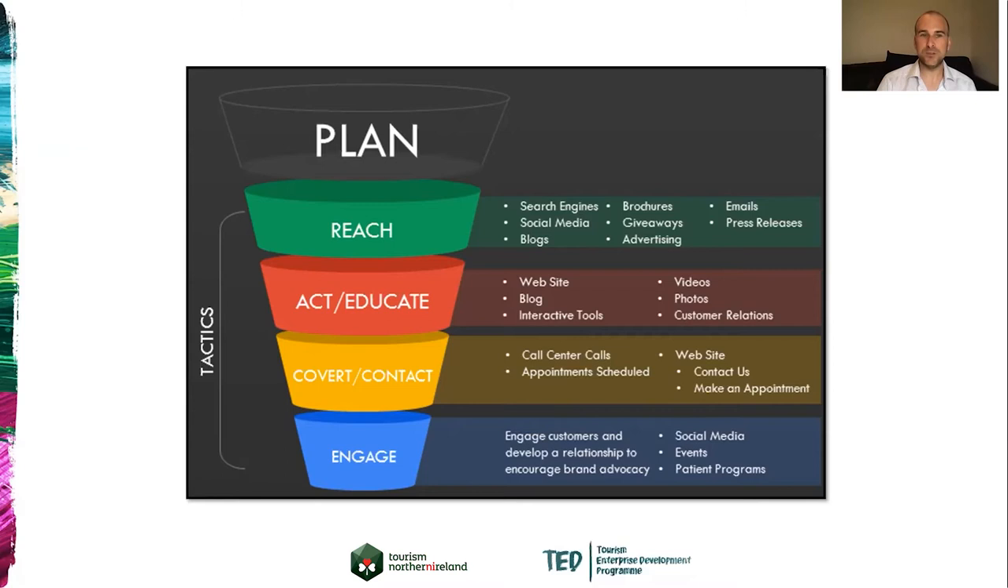Focusing on reach then. Reach is very important for targeting people across different types of media. So here we have search engines, social media, blogs, and advertising, and making sure that you identify your target audiences, and then reach is how to actually reach those people across those media. And then ACT stands for interaction, and that's basically how to interact with people on your website or on your blog through different types of content.